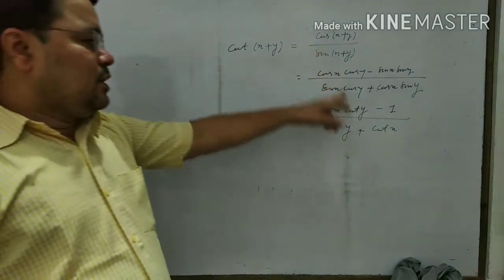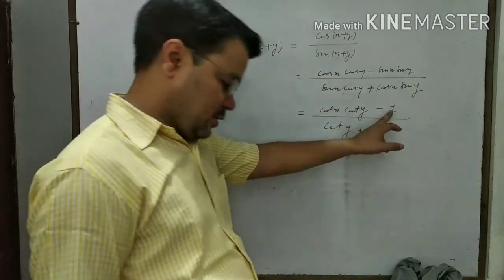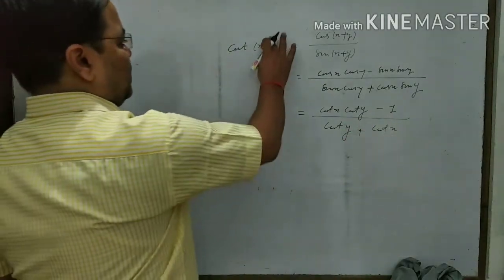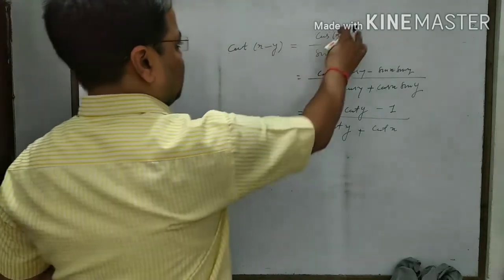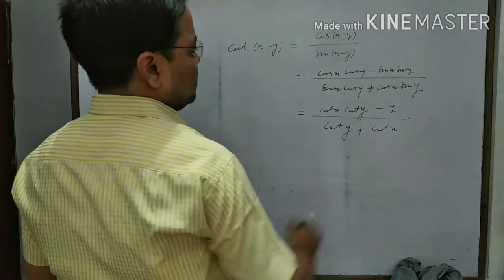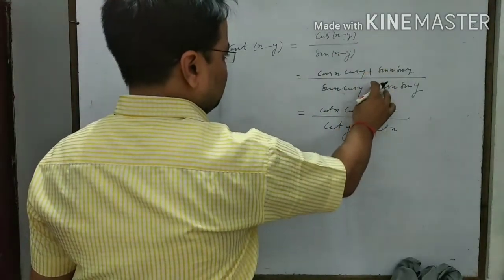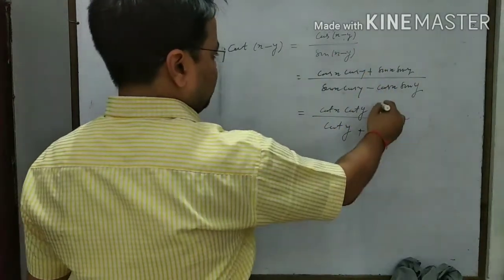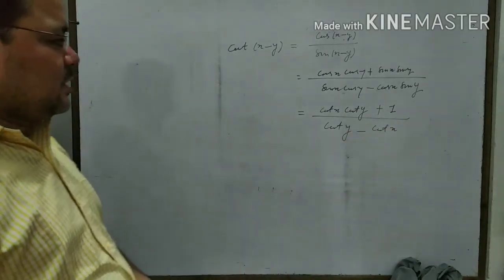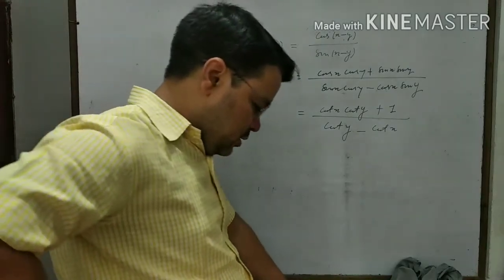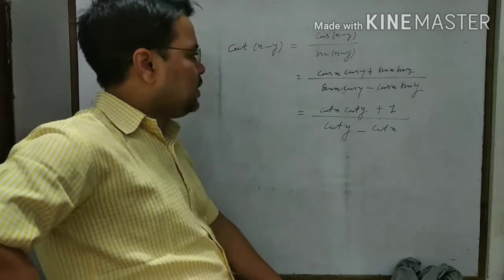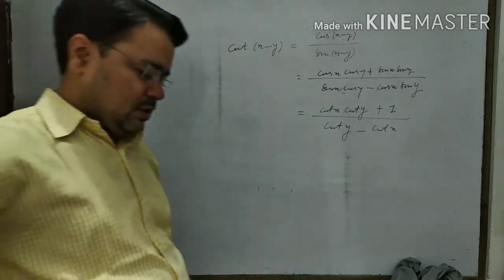Cot x plus y will be like this way, cot x cot y minus 1 upon cot y plus cot x. Now if here it will be minus, then here also minus, and here also minus. In that case, here will be plus and here will be minus. Then cot x minus y will be cot x cot y plus 1 upon cot y minus cot x. In this way, we can verify this formula.